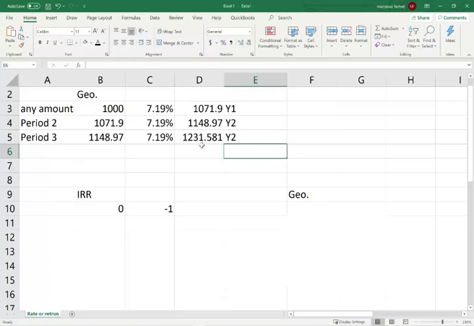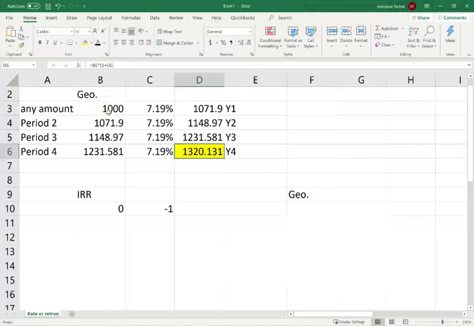Now we're going to start period four. In period four, we are starting with $1,231.58. It's going to grow at 7.19%, and that's going to give us $1,320. So this is year four. This is the number that we end up with.